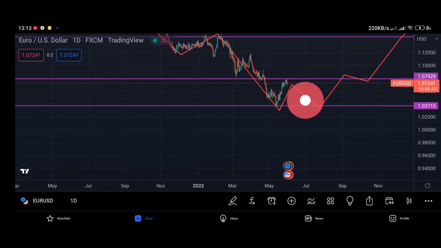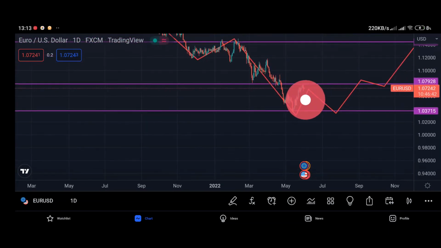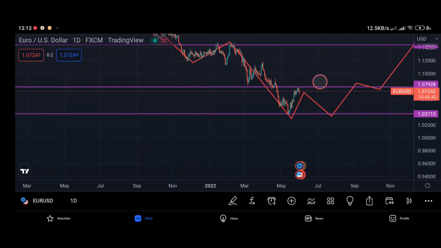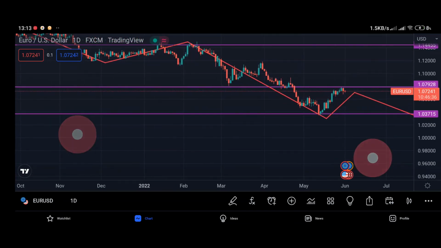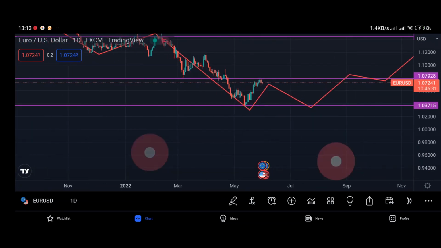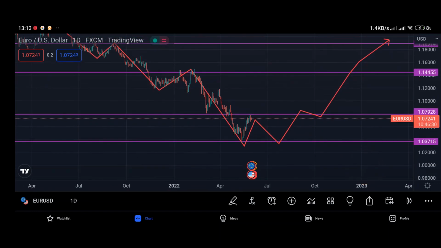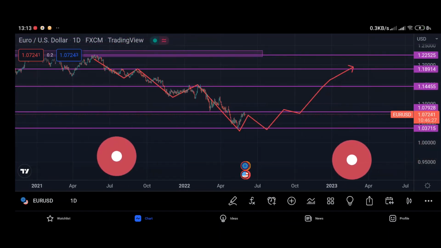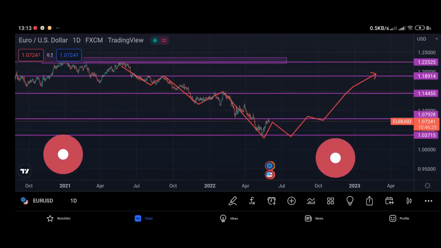So here it can either go down or break up, and go down. You have to select, but possibly it will go down first. That's how to predict your markets, and that's how to set up your support and resistance levels.